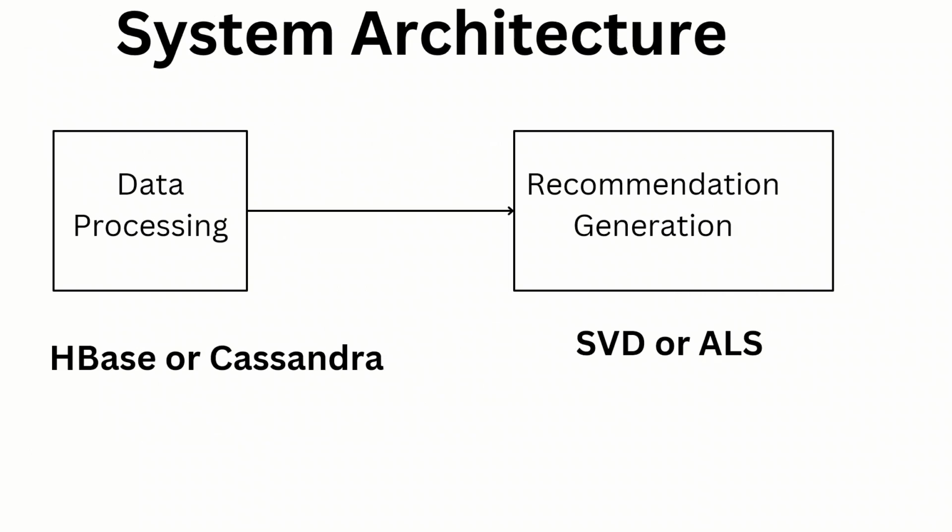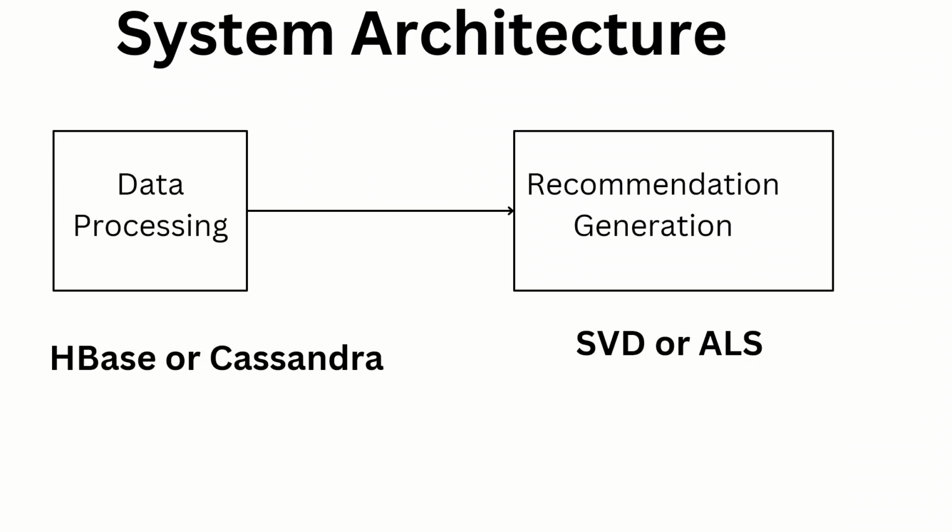System architecture. The system architecture can be divided into two main components: data processing and recommendation generation. The data processing component will collect and store user behavior data in a distributed database like Cassandra or HBase. The recommendation generation component will process the user behavior data using machine learning algorithms like SVD or ALS and generate personalized recommendations for users.